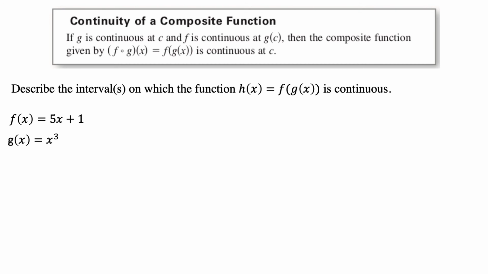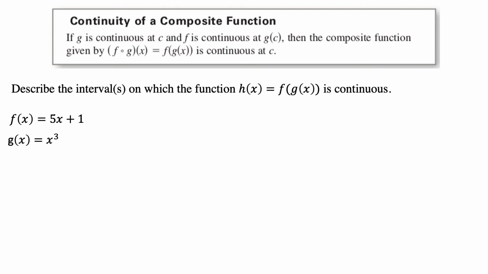So formally, if g is continuous at c and f is continuous at g of c, then the composite function given by f of g of x is continuous at c. So here's our example. Let's describe the intervals on which the function h of x, which is f of g of x, is continuous, given that f of x equals 5x plus 1 and g of x equals x cubed. So for these, we want to look at each individual function.